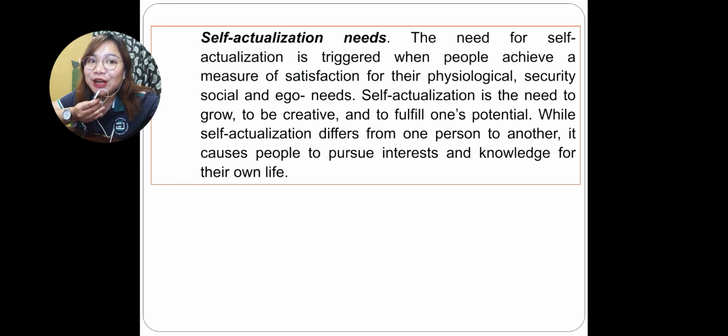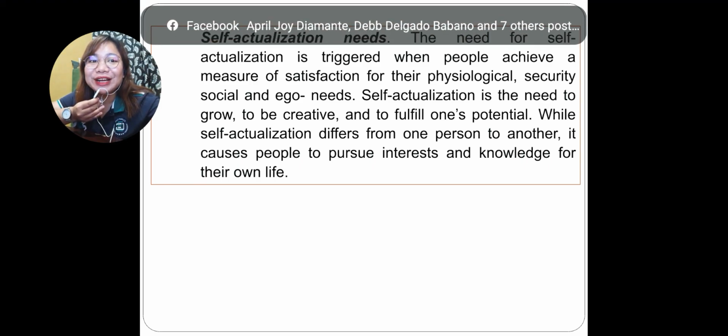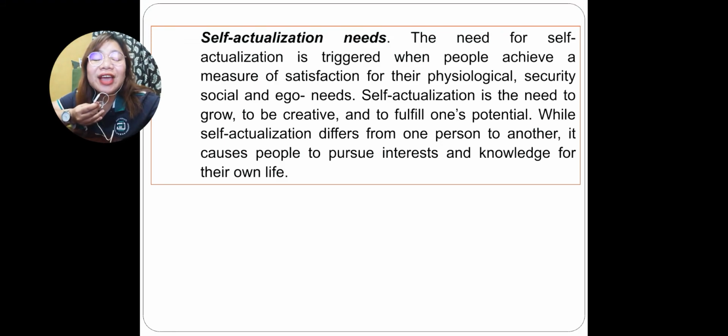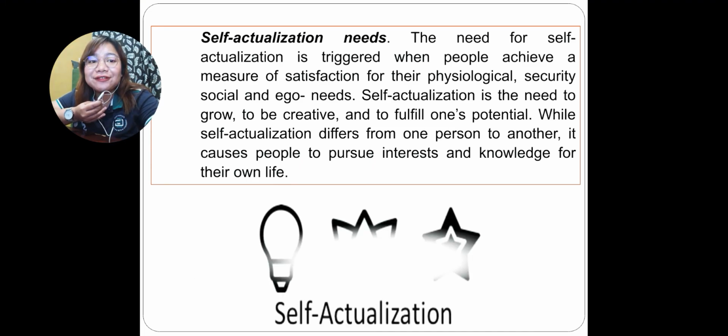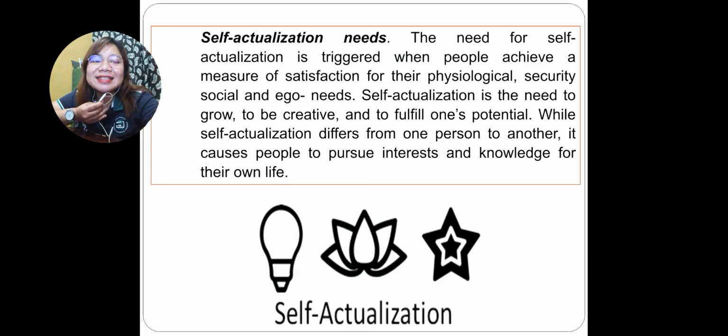Okay? So for now, for your lesson, you just have to remember our keywords, that it is what you need to grow, to be creative, and to fulfill your fullest potential. Okay? In order to pursue your interest, what you really want, and your own knowledge of life. This is, class, an example of self-actualization, some images that depict self-actualization. So, it's all about finding your own self, your fullest potential.